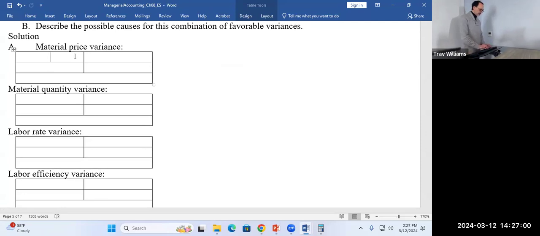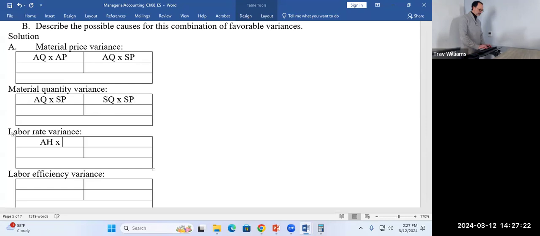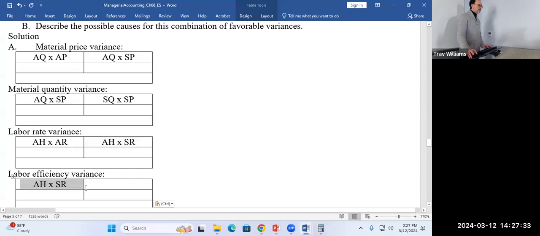So again, the formula goes like actual quantity times actual price minus actual quantity times standard price. That formula repeats over here. And then you subtract standard quantity times standard price. Down here, it's going to be actual hours times actual rate minus actual hours times standard rate. Again, that repeats on the left side. And then you subtract standard hours times standard rate.